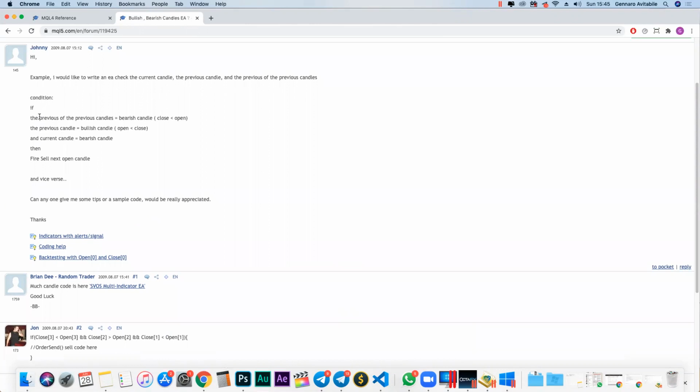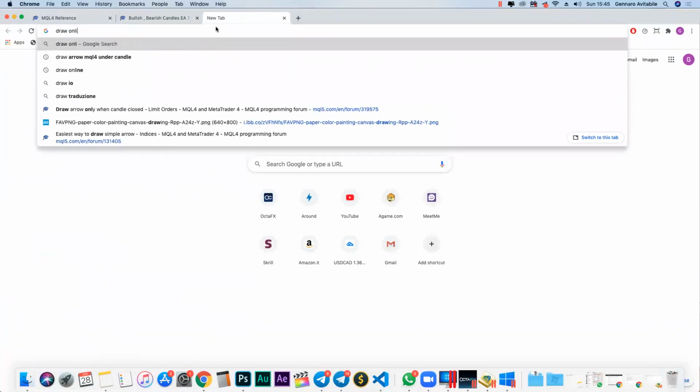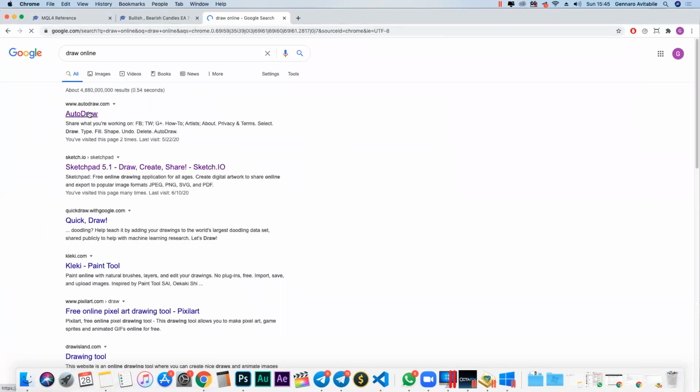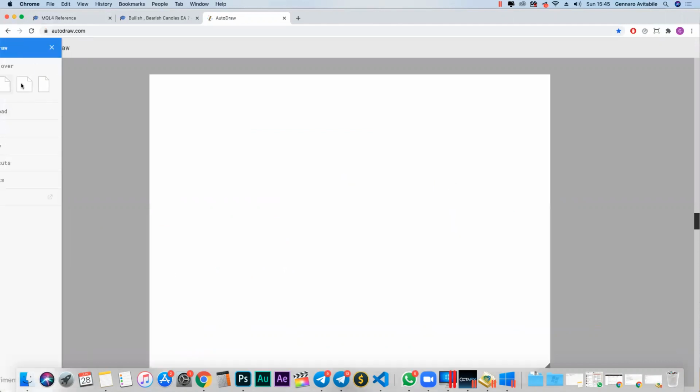So in here, for instance, what it does is check the previous candle, bearish candle, close, open. This makes sense in a way because, all right, let's draw online. This is the type of drawing skills I have, but it doesn't really matter. So let's just make a new one. Hopefully we can do it.